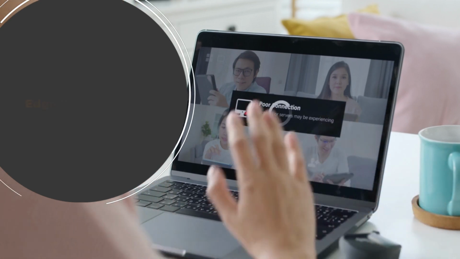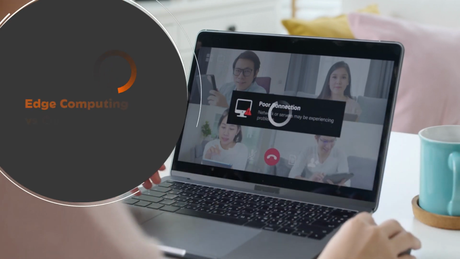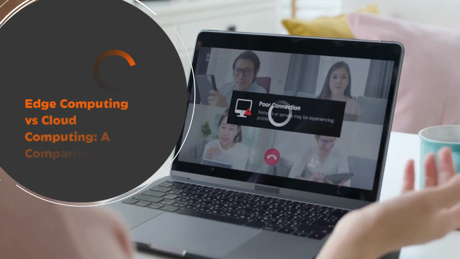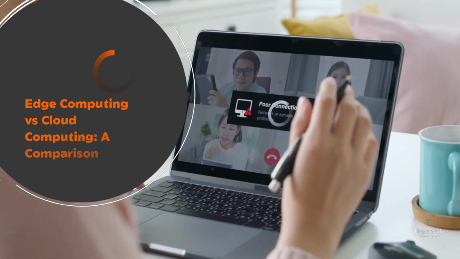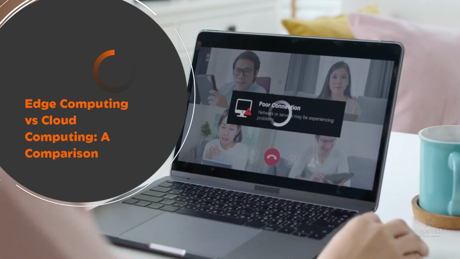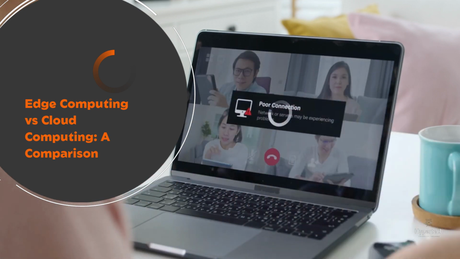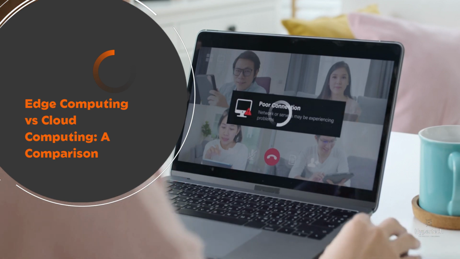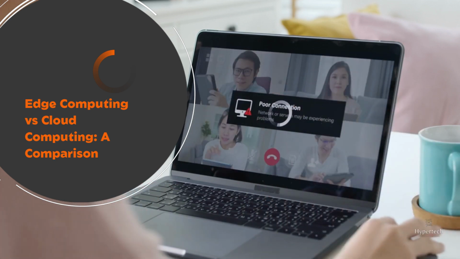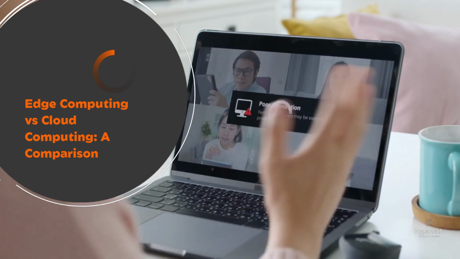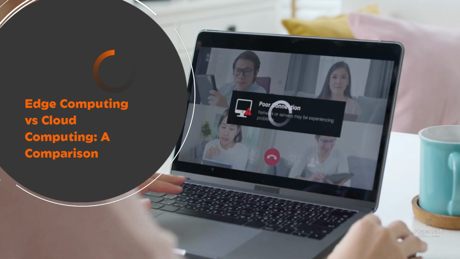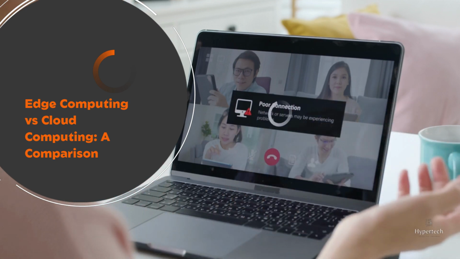Edge computing vs. cloud computing: a comparison. Cloud computing and edge computing are two different computing paradigms with their own advantages and disadvantages. Cloud computing is ideal for applications that require massive scale and centralized management, such as social media platforms or e-commerce websites. Edge computing, on the other hand, is ideal for applications that require low latency and real-time processing, such as autonomous vehicles or industrial control systems. However, edge computing is not a replacement for cloud computing, but rather a complementary technology that can be used in conjunction with cloud computing to provide a complete solution.